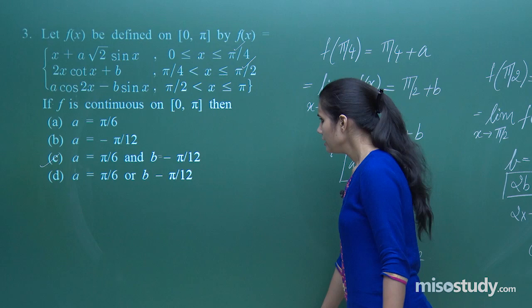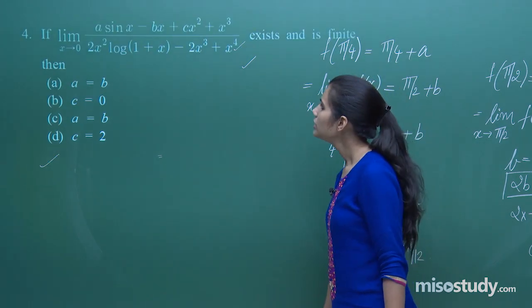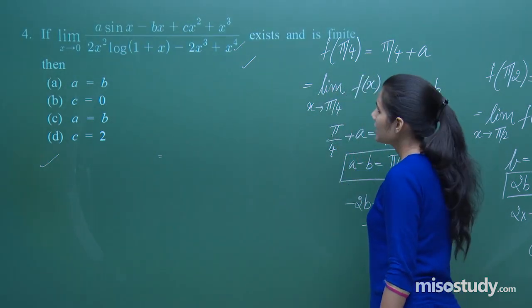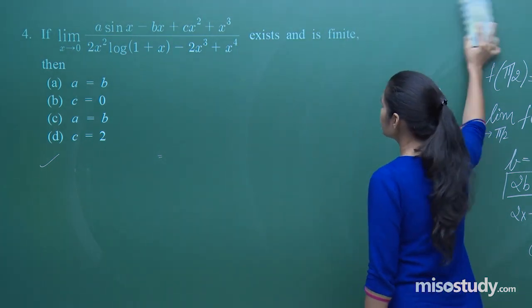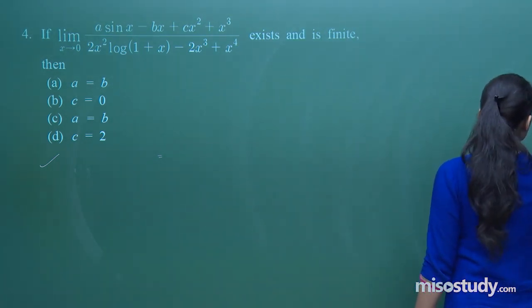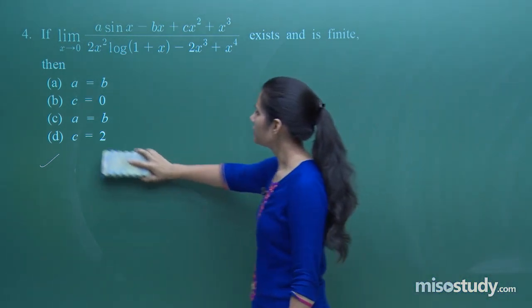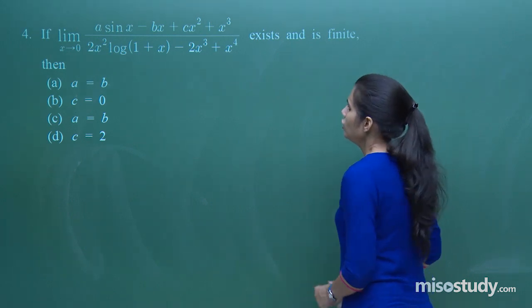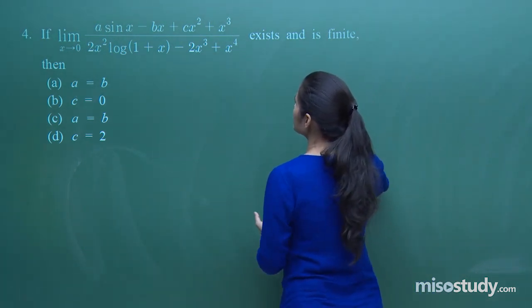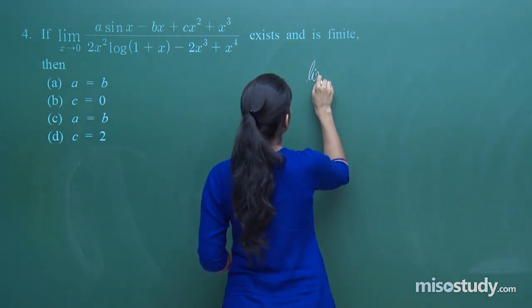Clear? Let's talk about this now. If limit x tends to 0, this function exists and is finite. So it's very important to realize when can you say that the limit of a function at a certain point is finite. What do you think? Over here, let's try to understand how are we going to evaluate this limit.